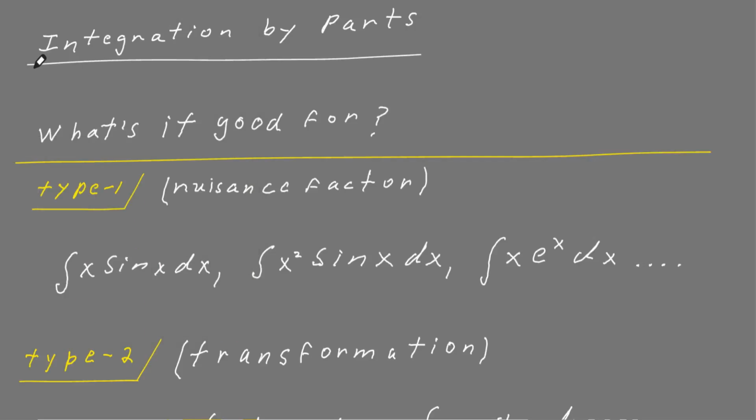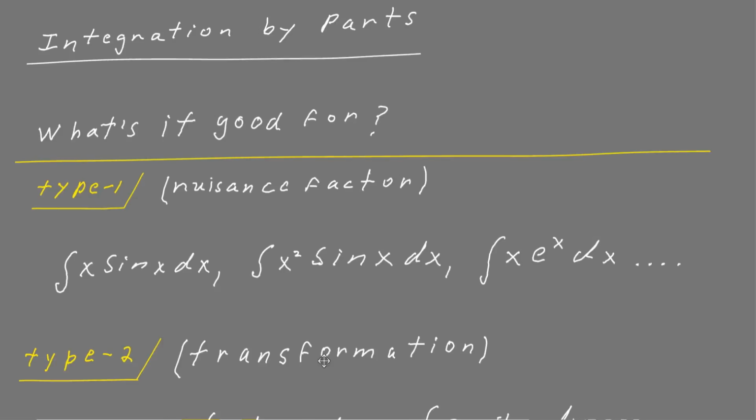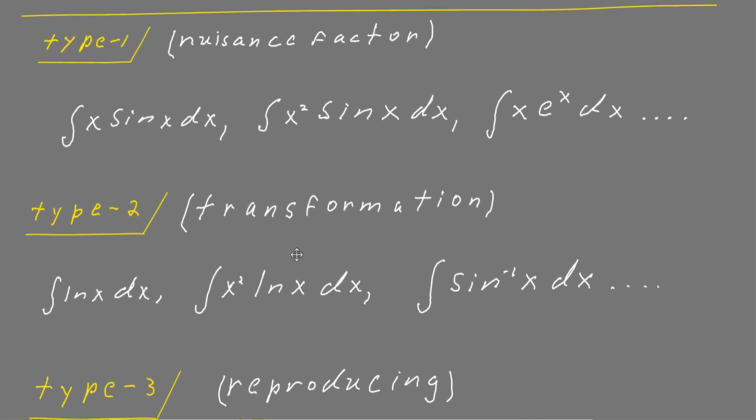What types of problems can you do using integration by parts? Well, most integration by parts problems fall into three basic categories. You have type 1 problems, and type 1 problems involve functions like sine x or e to the x that would be easy to integrate if they were alone, but they're multiplied by some factor like x or x squared or some polynomial. And you can use integration by parts to get rid of these factors.